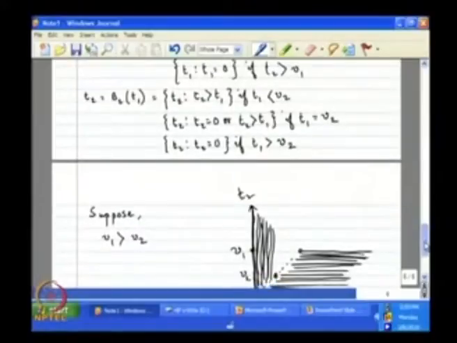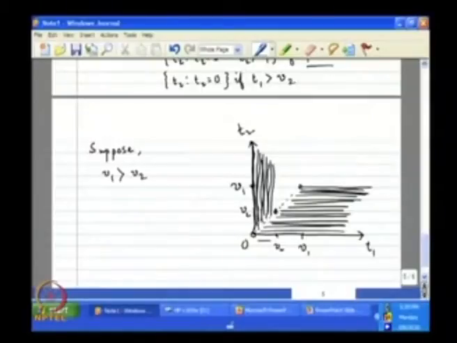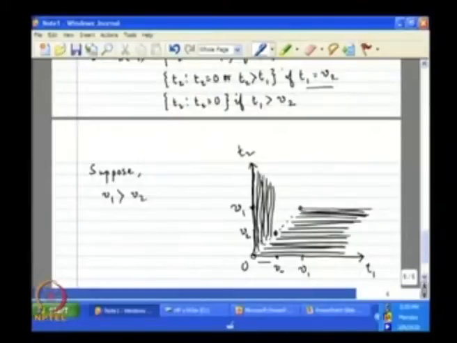If T1 is equal to V2, then either T2 is equal to 0, so this point, or T2 is strictly greater than T1. So, this line is included. If T1 is greater than V2, then T2 is equal to 0. So, this axis itself. So, this is how it looks like.